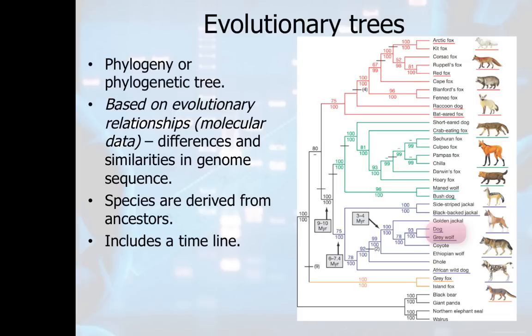You can see that dog and wolf in this phylogeny are closest relatives, more closely related than foxes or other animals in the tree. A phylogeny even includes a timeline. By seeing how divergent two sequences are, we can calculate how long ago two species diverged from each other. That is the power of DNA technology.